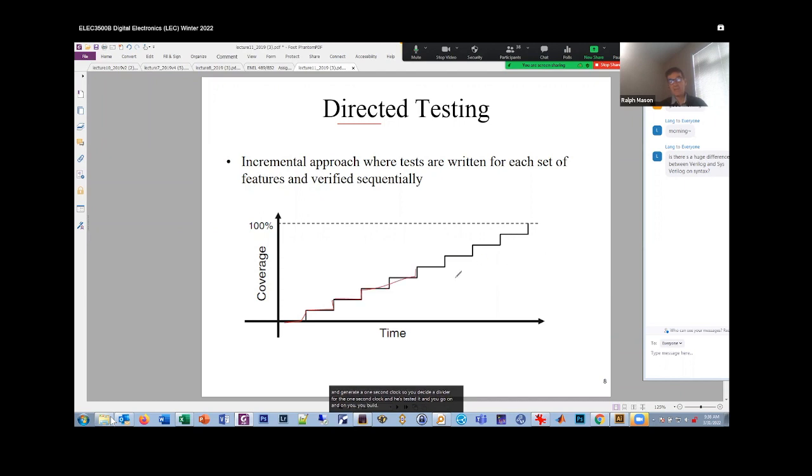You build the blocks, you test the blocks. Eventually, you're going to get through all the blocks, get them all verified, and you're 100% done. You verified that the whole egg timer works together. That's called directed testing. You're just going through the blocks, testing them individually, adding them all together, and then testing all of them and making sure it works. It's an incremental approach where tests are written for each set of features and verified sequentially, okay?